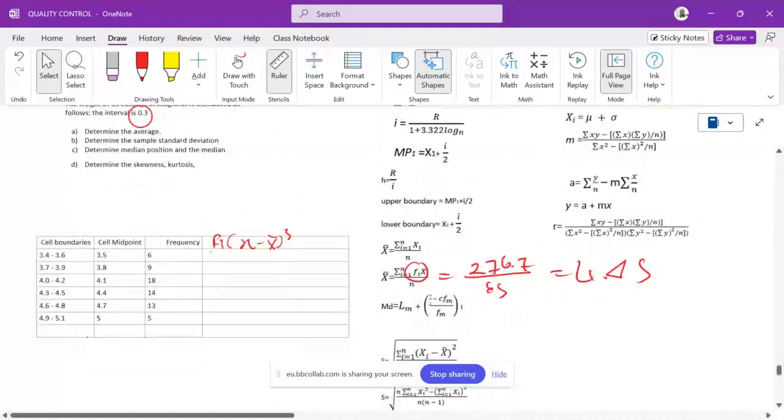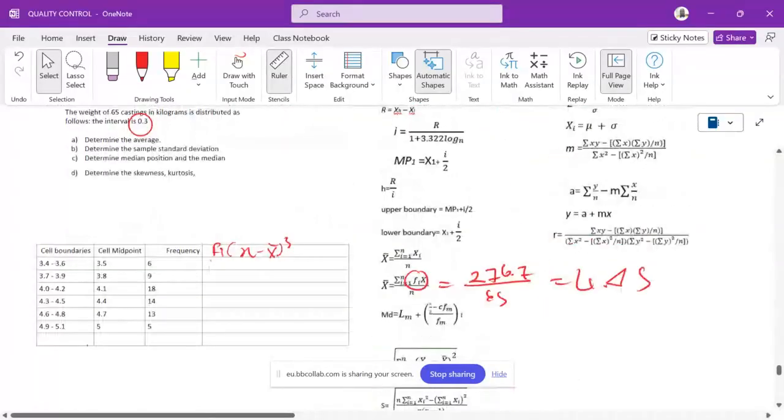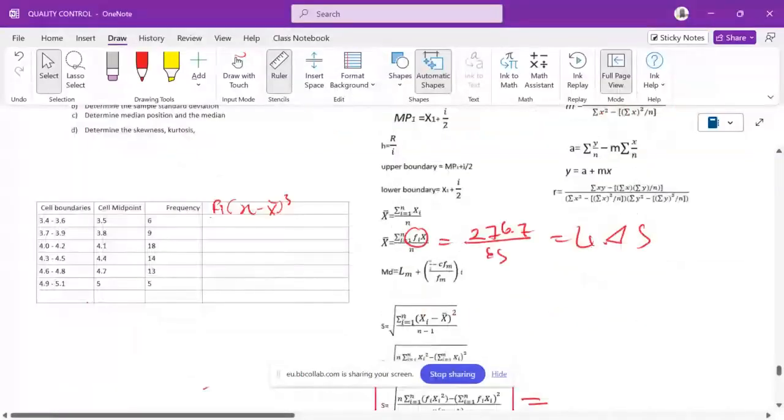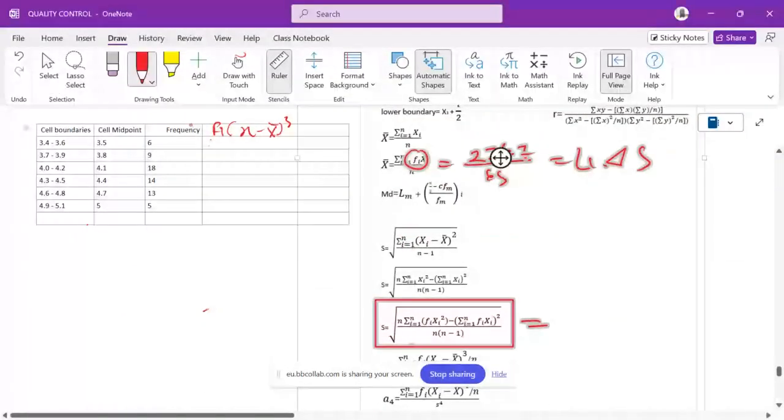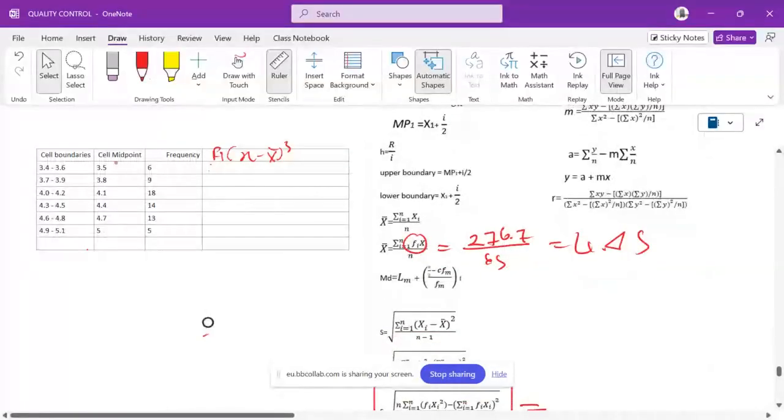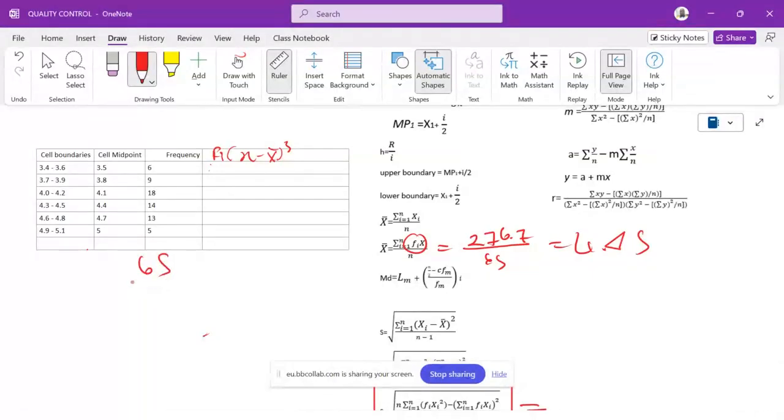to determine the median position and the median. So there's a formula for the median position. I don't have it here for some reason. So the median position is 65 divided by 2. So you will find it as 65 divided by 2 is 32.5.